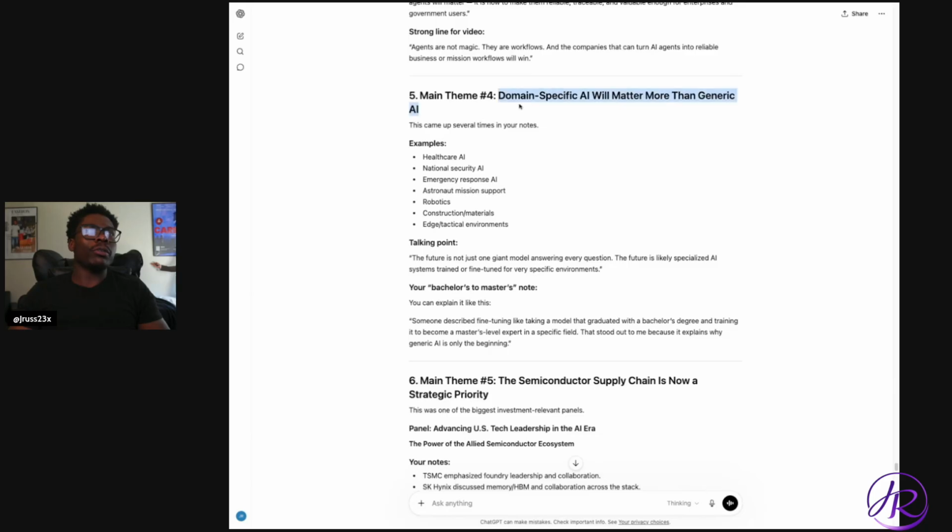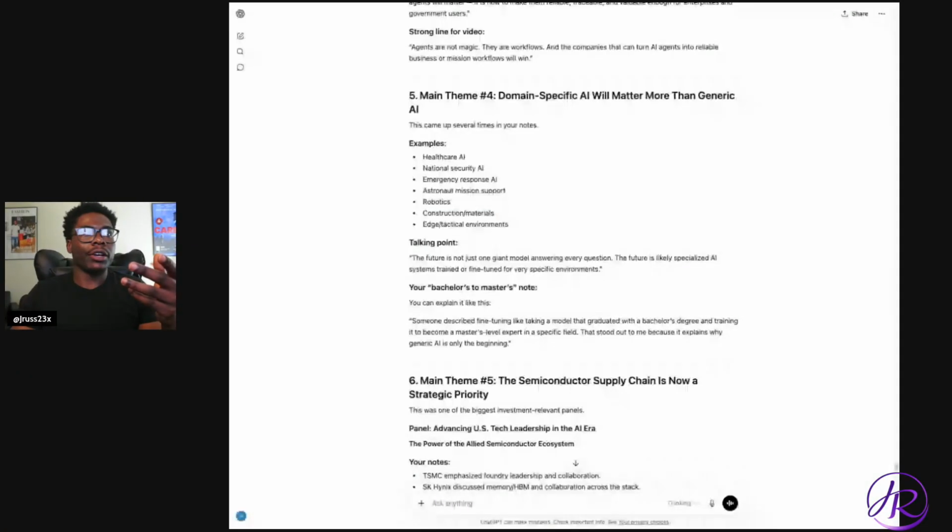Main theme number 4, domain-specific AI will matter more than generic AI. Examples: healthcare AI, national security AI, emergency response AI, construction. The future is not just one giant model answering every question. The future is likely specialized AI systems trained or fine-tuned for every specific environment. Like I was mentioning to you all earlier, there's going to be a lot of specific regions, industries, AI.